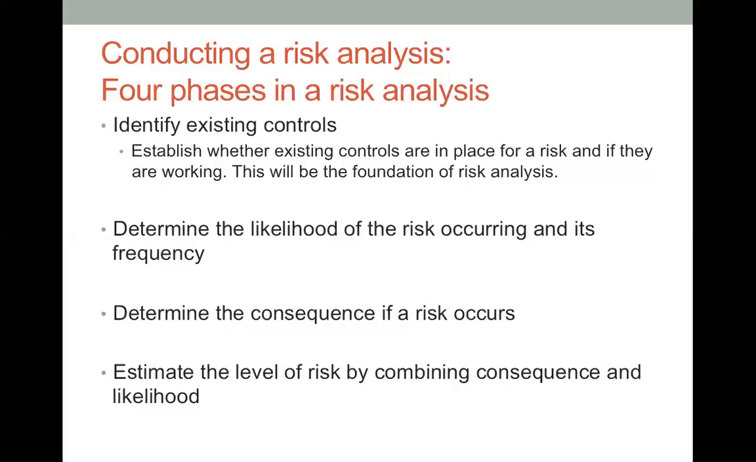There are 4 phases in the risk analysis. The first one is to identify the existing controls. What have we got in our system at the moment? We need to find out whether they are working or not. What have we got in place? This will be the foundation of risk analysis. Then determine the likelihood of the risk occurring and its frequency, and determine the risk consequence if a risk occurs. The last one is to estimate the level of risk by combining consequence and likelihood.